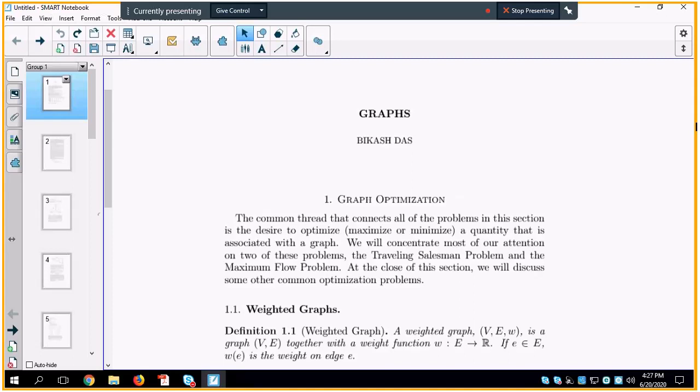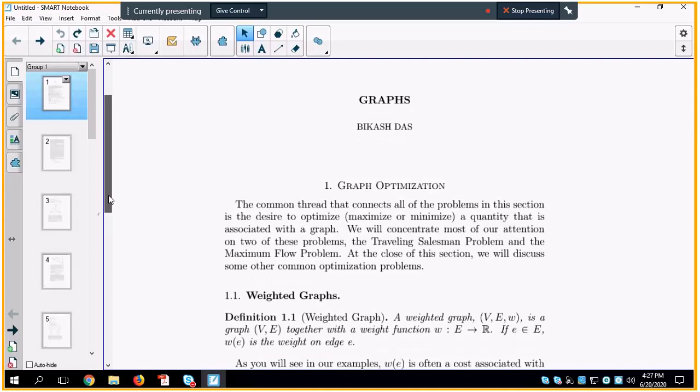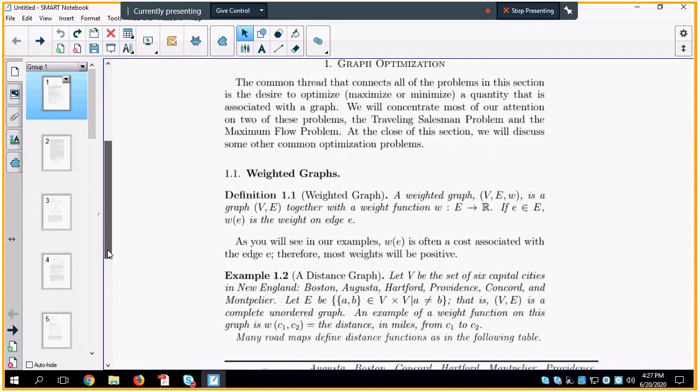We will concentrate most of our attention on two of the problems: the traveling salesman problem, which we mentioned in our last lecture on Eulerian paths, and the maximum flow problem. Then at the close of this section, we'll briefly discuss some other types of problems.